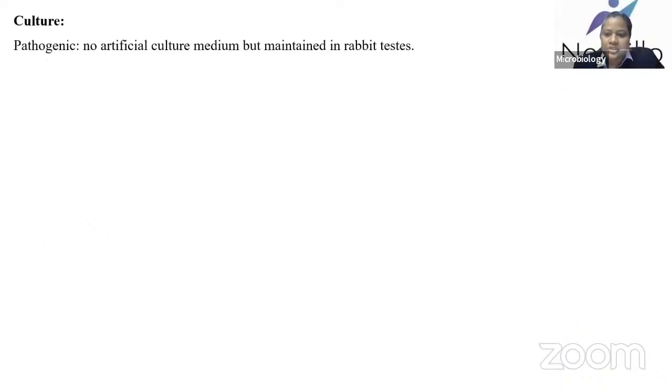So next comes culture. Culture does not have much value in the diagnosis. To grow the pathogenic Treponema pallidum, there is no culture media available. That is why Treponema pallidum is one of the exceptions to Koch's postulates, because it does not have an artificial culture medium to grow. But if you want to maintain the pathogenic Treponema pallidum, the rabbit animal model can be used. Non-pathogenic strains of Treponema can be grown in a medium called Smith-Noguchi medium.